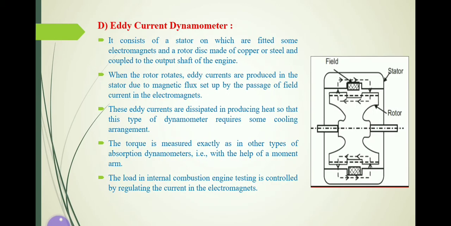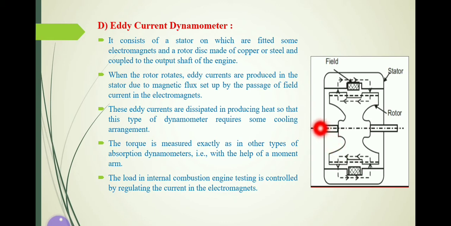So the next type of dynamometer is nothing but the eddy current dynamometer. In this eddy current dynamometer, we are going to use the electric energy which is available for stopping whatever shaft is being rotated. Now we'll see the diagram.